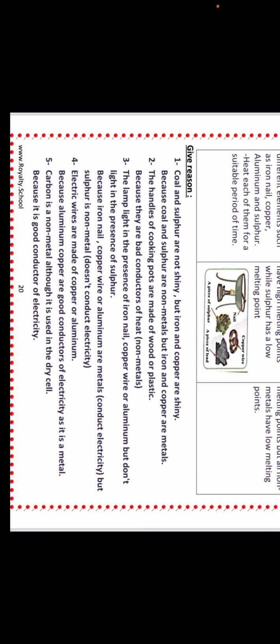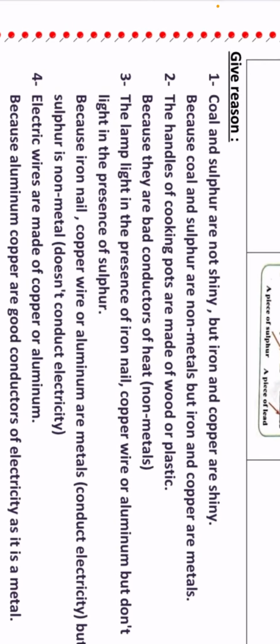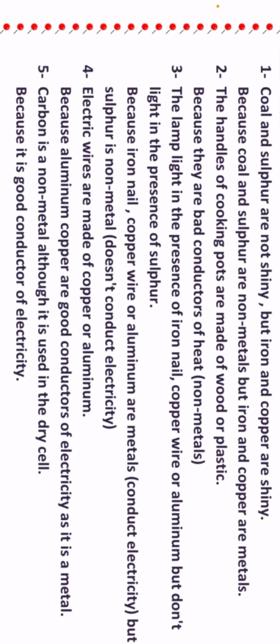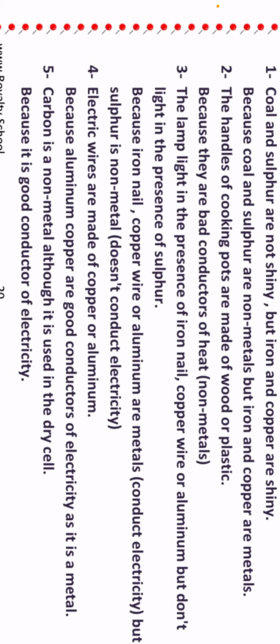Okay? Most important question in this lesson, give reason: coal and sulfur aren't shiny but iron and copper are shiny, because coal and sulfur are non-metals but iron and copper are metals. The handles of the cooking pots are made of wood or plastic, because wood and plastic are bad conductors of heat. They are non-metals.